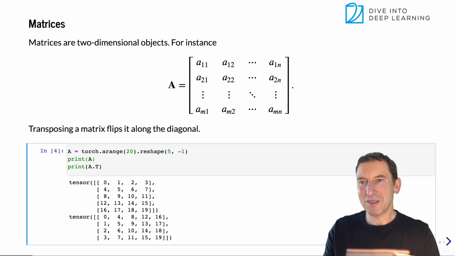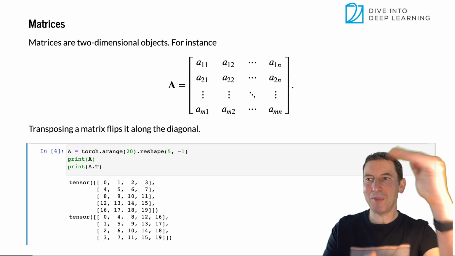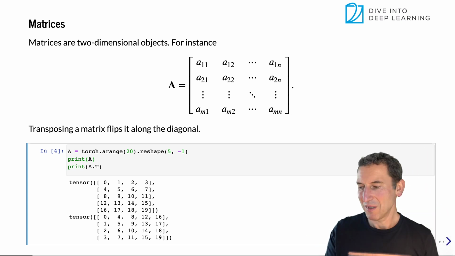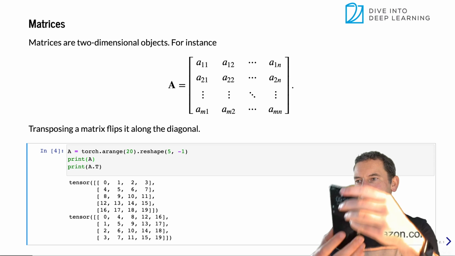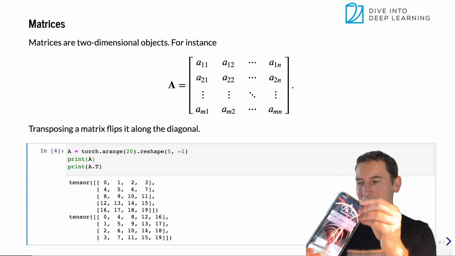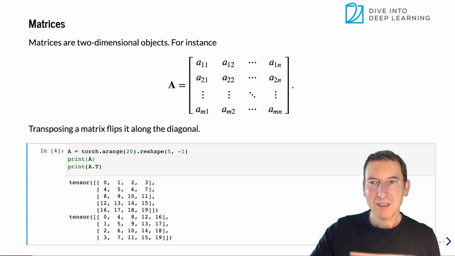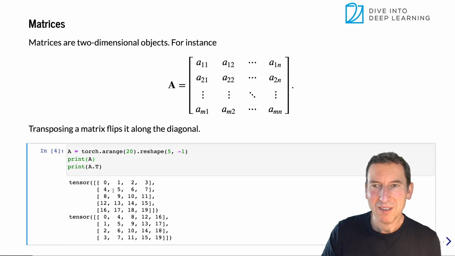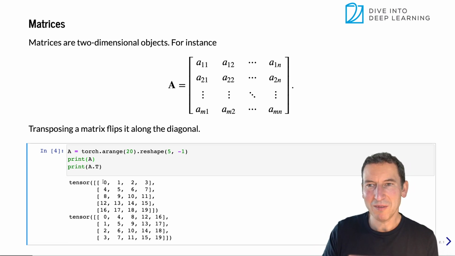And transpose is really just taking the matrix and flipping it over. So think of this as taking your matrix and then flipping it over. So you flip. Anyway, this is what you get, and you can see that first we went from 0 to 19 rows first, and now we're going from 0 to 19 columns first.